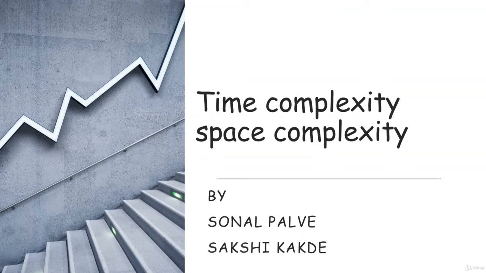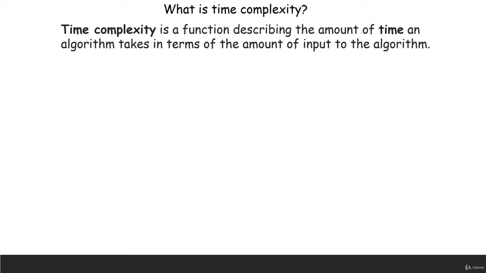So basically, data structures consist of algorithms, and certain algorithms need to be analyzed. For that, two concepts are taken into consideration: time complexity and space complexity. At the very first, we will discuss time complexity. So what is time complexity? Time complexity is a function describing the amount of time an algorithm takes in terms of the amount of input to the algorithm. Let's take an example on time complexity to understand it in a better way.